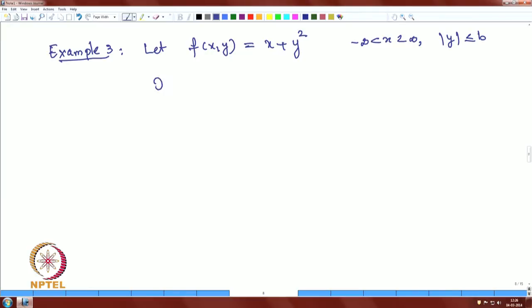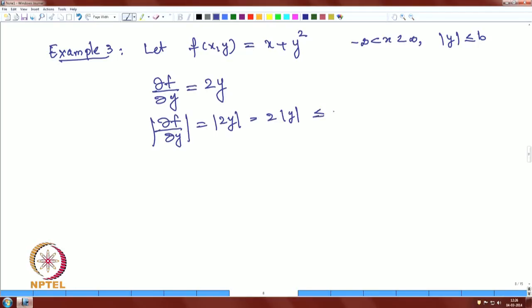So, obviously, the partial derivative of f with respect to y, del f by del y, is 2y, equal to 2 times y, and y is bounded by b. So, therefore, this is less than or equal to 2 times b.